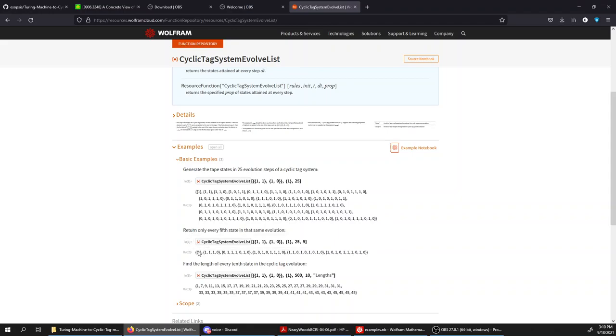But so this one starts out with a one, and so it's adding this one zero first. Am I even looking at this right? Sorry, guys. Now I'm confusing myself because I'm wondering how this cyclic tag system is working. Well, okay, this one makes more sense. Never mind. So it removes the one and it adds the one zero.